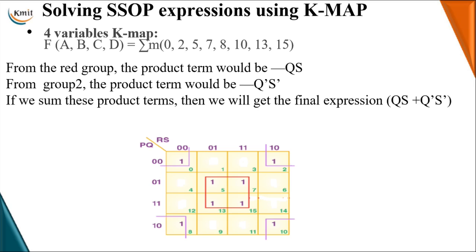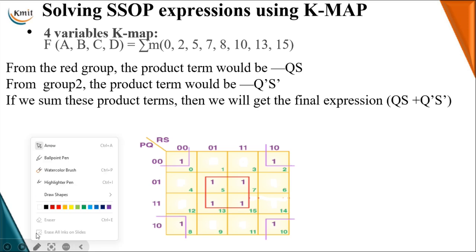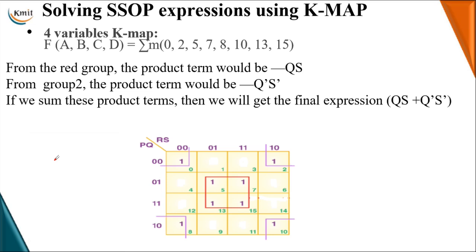First example: I have given a 4 variable function with the given minterms 0, 2, 5, 7, 8, 10, 13 and 15. Since my variables are A, B, C, D, in total I have 8 minterms available. Now let me map the function by placing ones in the corresponding cells. As it is a 4 variable function, choose the 4 variable K-map.